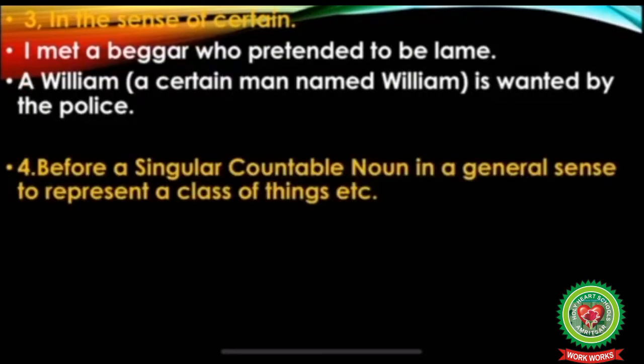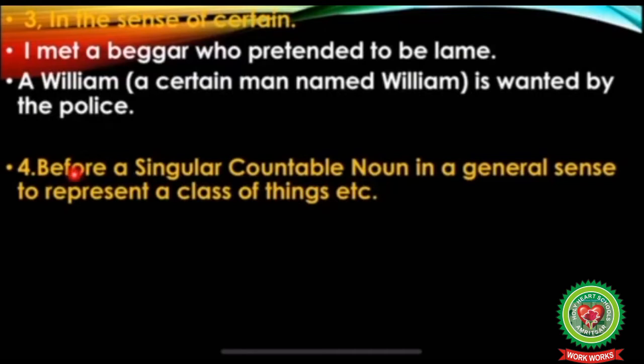Now next is in the sense of certain. See example. I met a beggar who pretended to be lame. It means I met a certain beggar. So instead of certain we can use article a here. I met a beggar. Similarly, a William means a certain man named William, a person whose name is William, but you don't know who he is. So a William is wanted by the police. So a person whose name is William is wanted by police. So we will be using article a here.